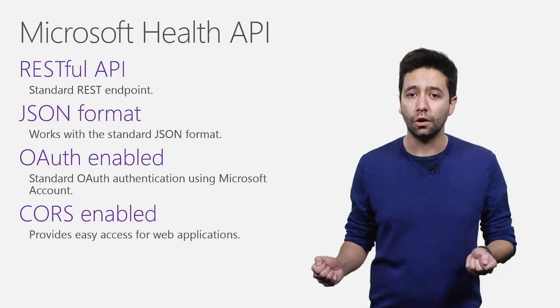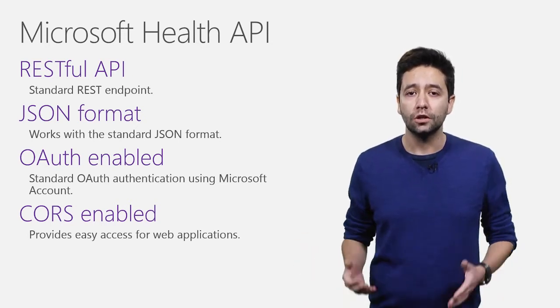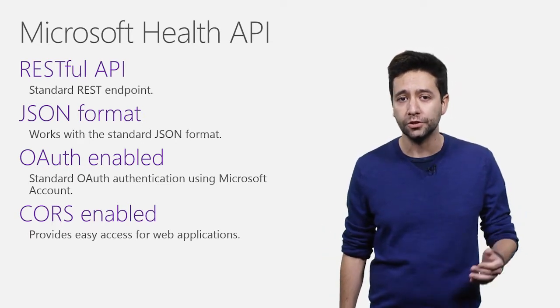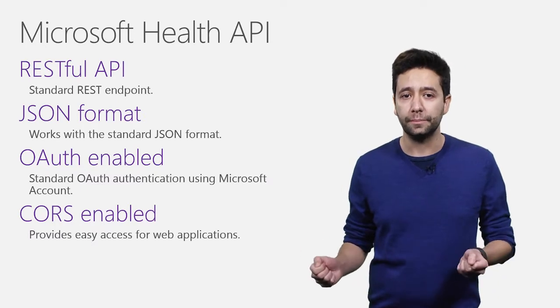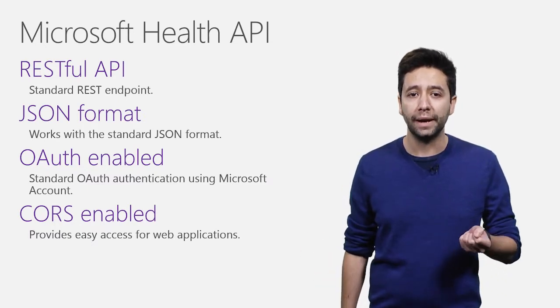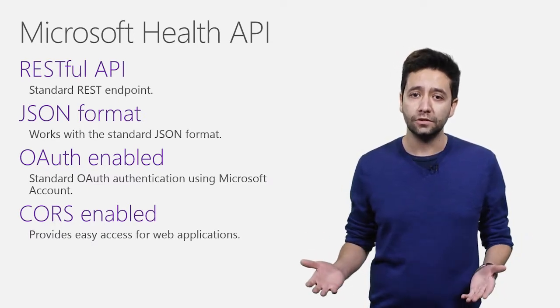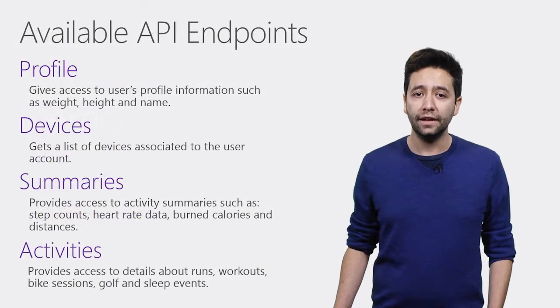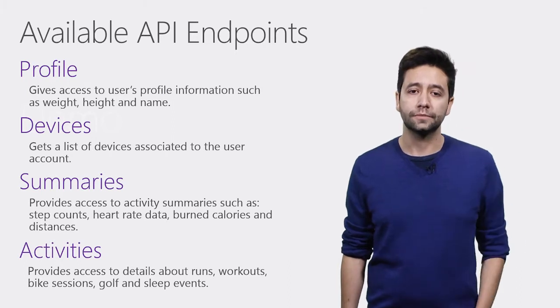It is also a secure OAuth API that allows users to use their Microsoft account to provide third-party developers access to their information. It is a CORS-enabled API that allows you to build single-page web apps using client technology without having to build an extra layer on your server. Today, the API has four endpoints.